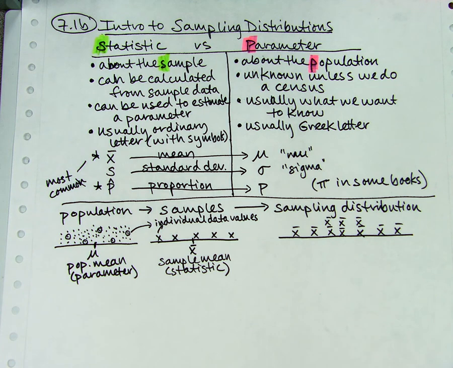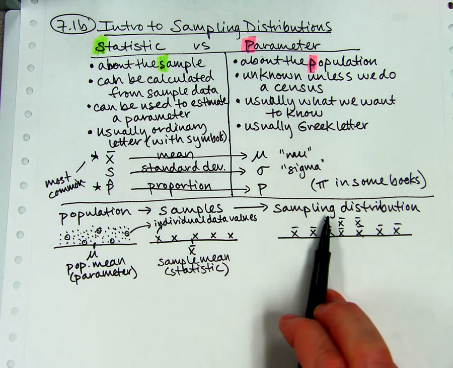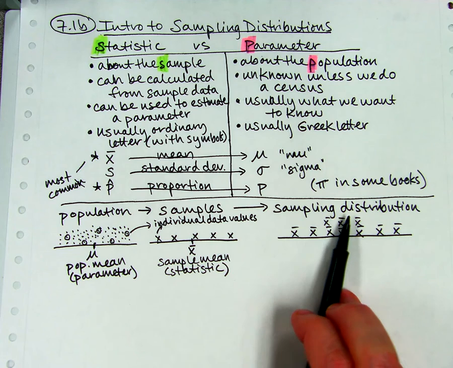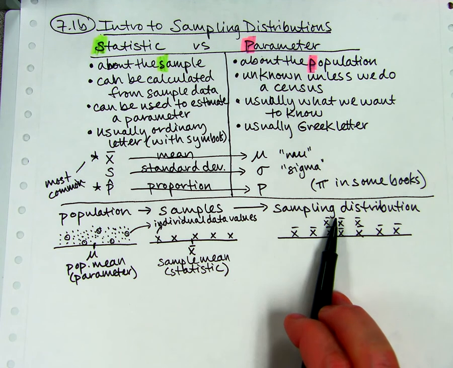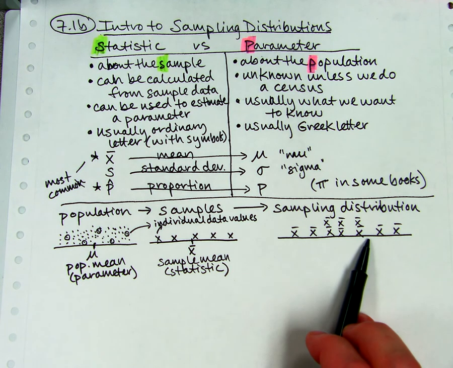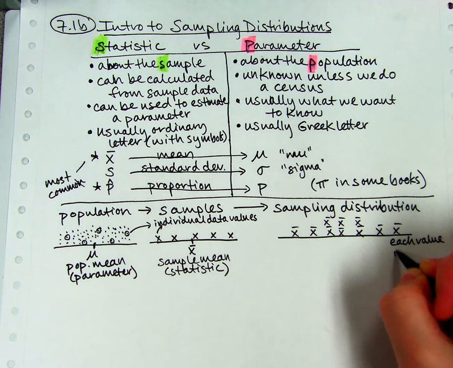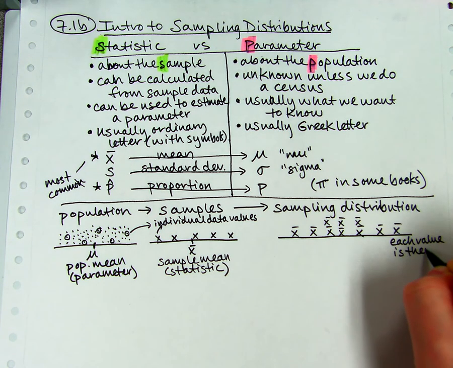Now, the words are really important. This is a sample distribution. This is a sampling distribution. That "ling" is important because that means each value is not an individual data value. Let's write that down here. Each value is the mean from one sample.